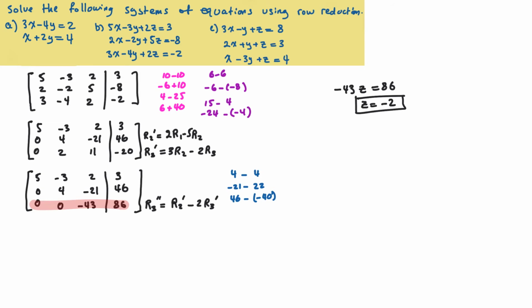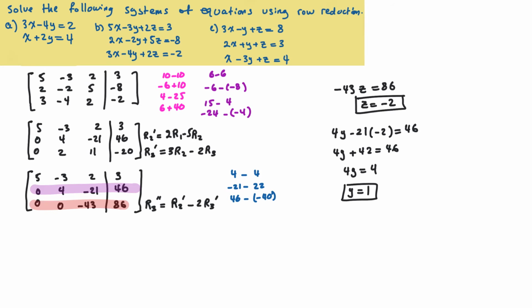Once we have that, we can go to the second row and solve this. So here we will have 4 multiplied by y minus 21 multiplied by negative 2, with the z value coming from the last answer, and that's going to equal 46. So 4y plus 42 is equal to 46. I'm going to subtract 42 from both sides, and I will get 46 minus 42, which is 4. And divide both sides by 4 to get y is equal to 1.